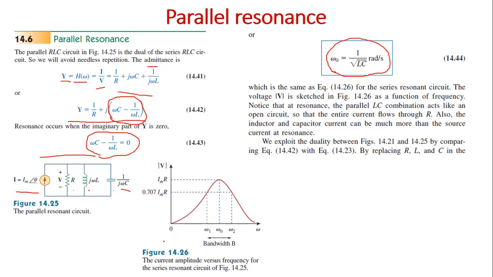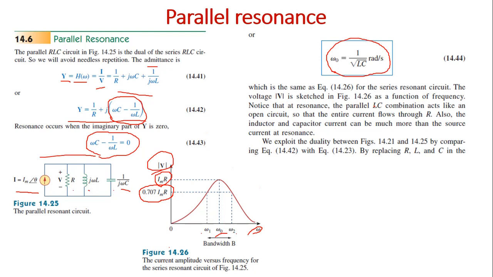So here, amplitude versus frequency is plotted. Voltage is plotted with respect to frequency, and again omega naught is the resonant frequency, omega 1 and omega 2 are the half power frequencies. So at omega naught we have the maximum voltage, so Im into R, and at omega 1 and omega 2 we have 0.707 of the maximum voltage, so 0.707 Im into R.